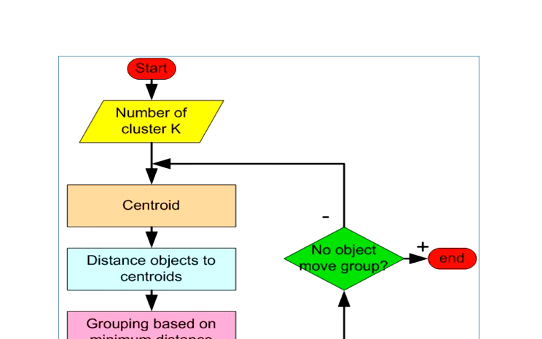If it is still moving, then again we come to here, means centroid will be evaluated again, then distance of objects from centroid, then grouping based on minimum distance. These things will be continued until no objects move. Okay, so that's it. That's the flowchart for the k-means clustering algorithm.